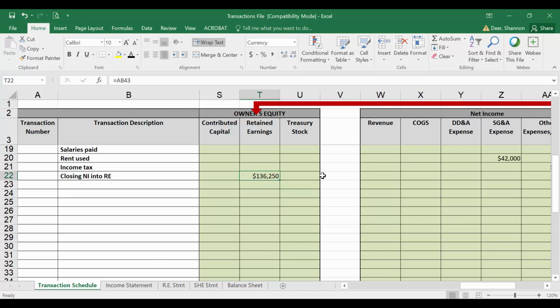It's not a new transaction, but it is a series of transactions that happen automatically in accounting where net income moves into retained earnings. Remember, net income closes into retained earnings, so that's what we're representing here.